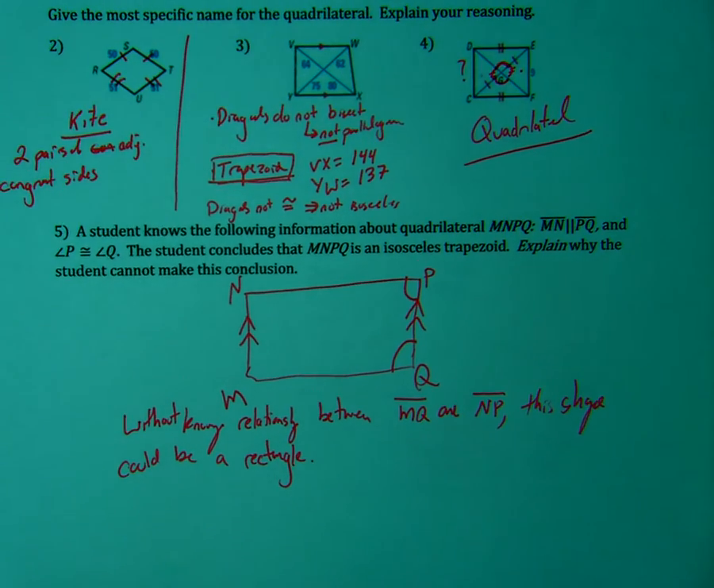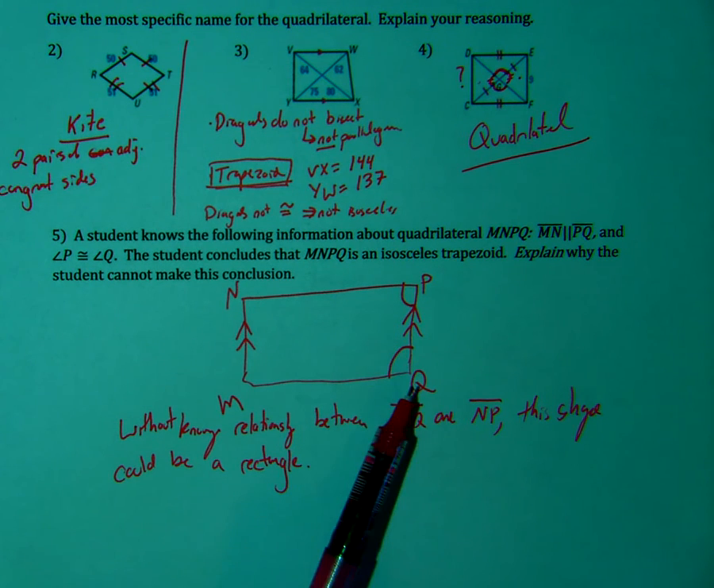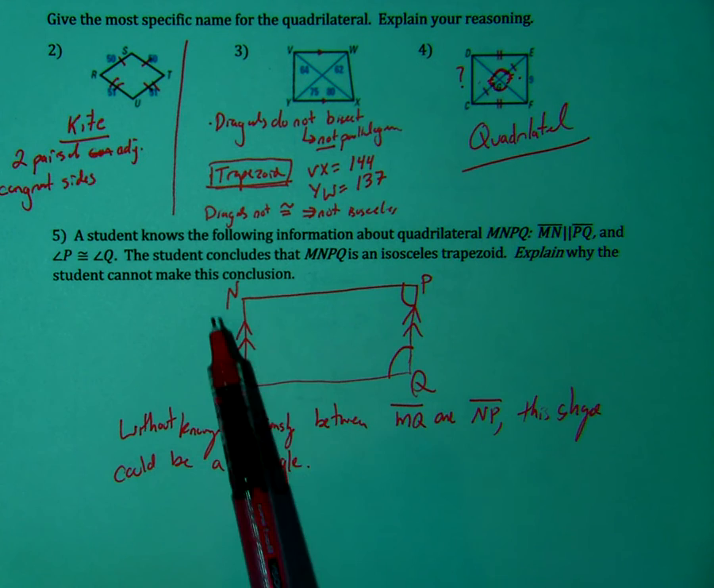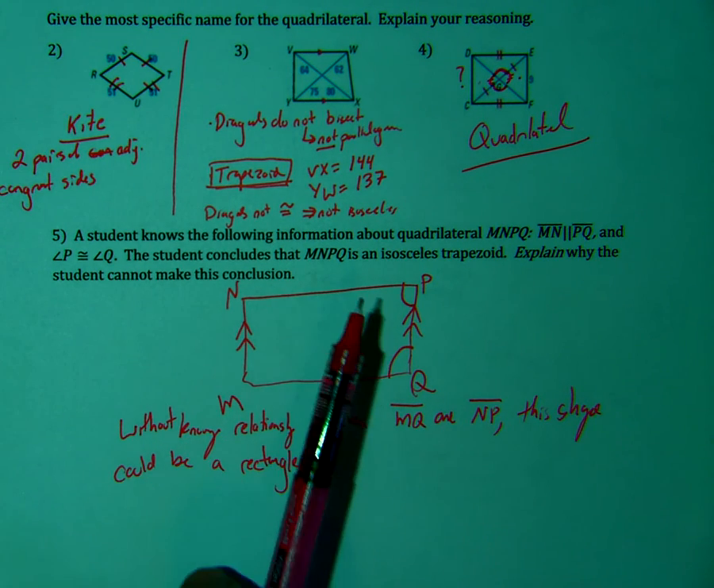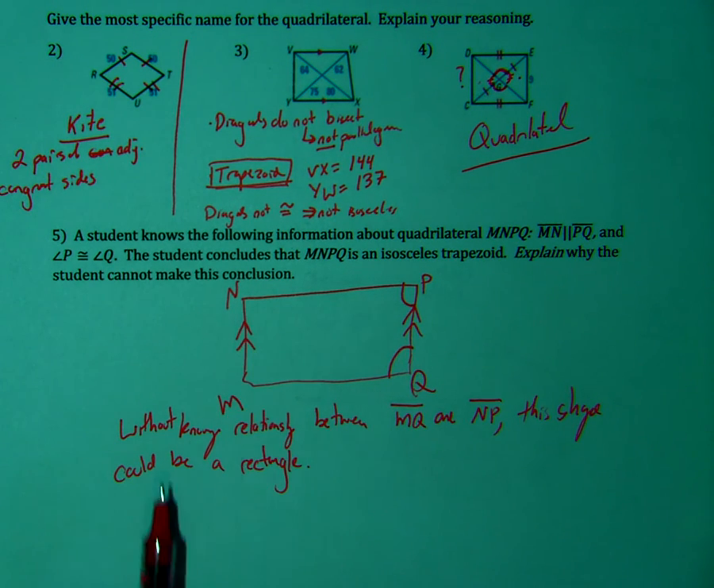Rectangle or square. So if these sides were also parallel and these angles were congruent, this would be a rectangle. I mean, it could be a square as well, but the fact is, to conclude that this is an isosceles trapezoid, we would have to know that these sides were not parallel. If we knew these sides were parallel, it would make this at least a rectangle.